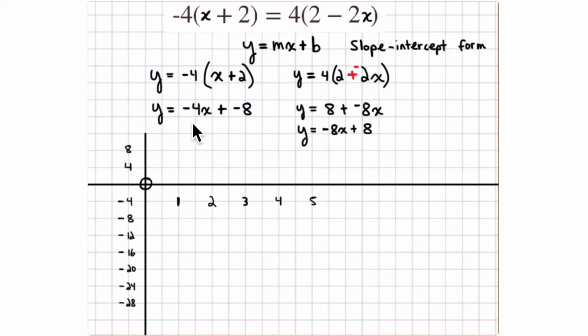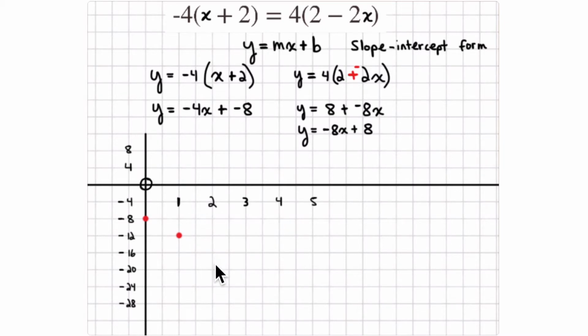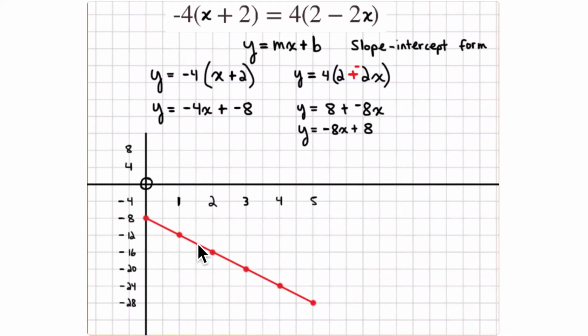So this first graph has a y-intercept of negative 8, so it's going to cross the y-axis at negative 8 right here, and it has a slope of negative 4. So for each unit of x, 1 unit of x, it's going to go down 4 units. 1 unit, down 4 units, and then you keep doing that, and then you connect these points and get this line. So this line has a slope of negative 4. For every unit of x, it goes down in the y direction 4 units, and it crosses the y-axis at negative 8.